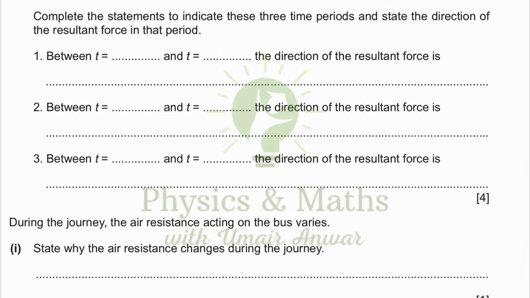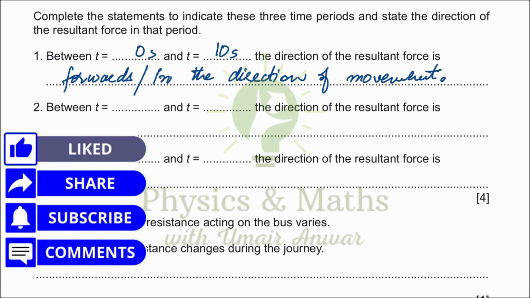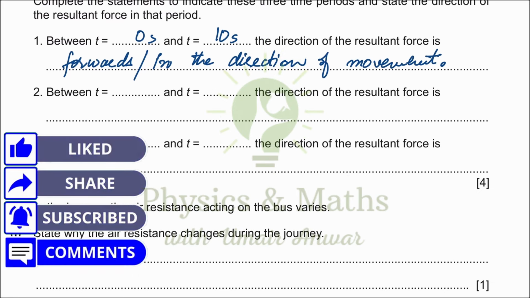Between t is equal to 0 and t is equal to 10 seconds, the direction of the resultant force is forwards because it is accelerating, or we could write it down as in the direction of the movement of the bus. So the direction in which the bus is moving, in the same direction a resultant force is acting.